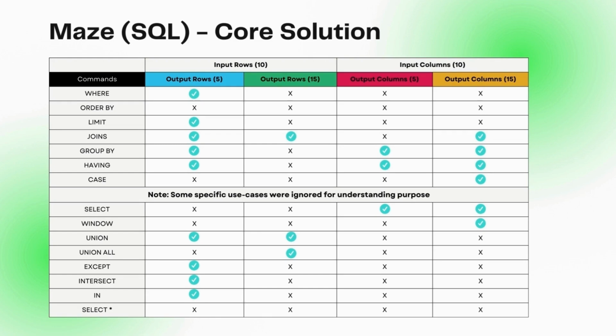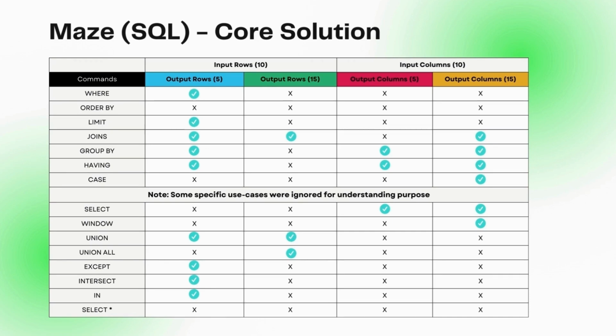Similarly, we have to see whether the columns have increased in the output, decreased in the output, or remained the same. So I will give a link to this chart in the description. You can download it, you can look into it. You don't have to remember it by heart, but it will be a good starting point for you if you can relate what is the impact of each SQL command.